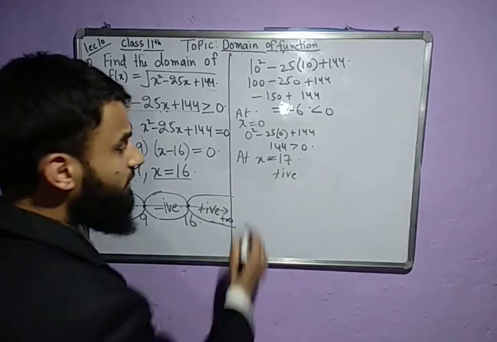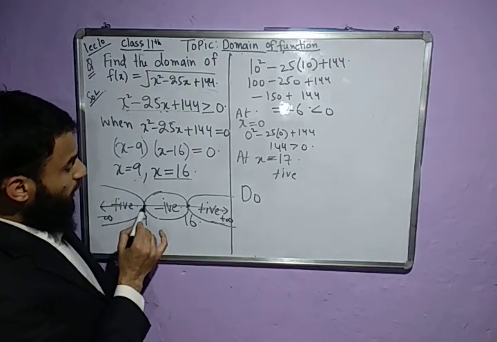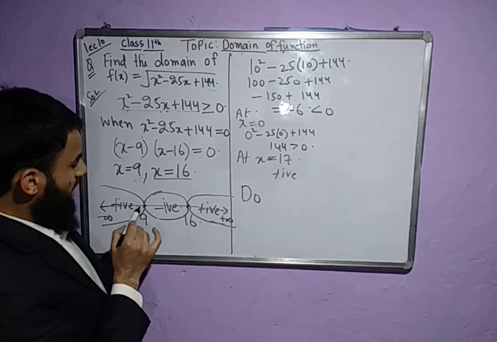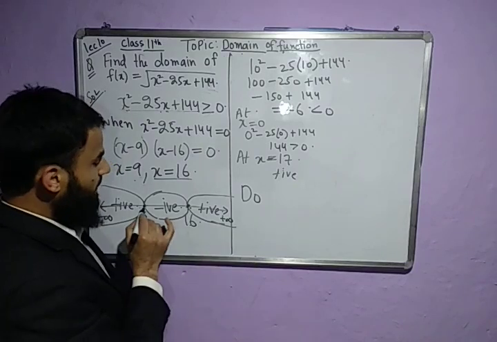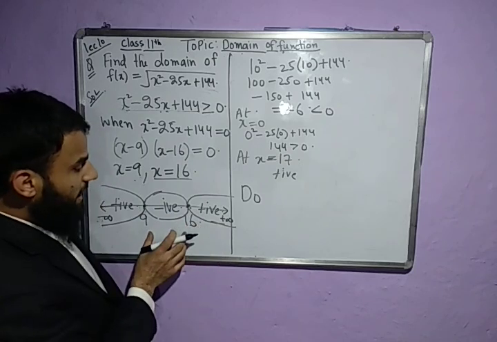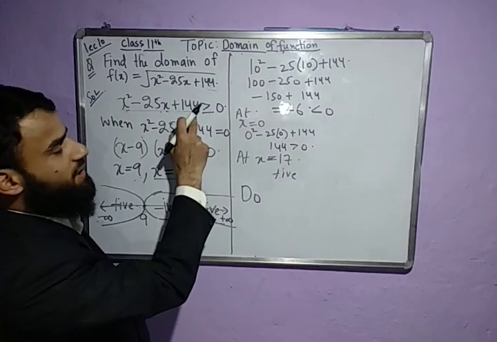So what will be my domain? Domain can be anything, but it cannot be between 9 and 16. It can be from minus infinity to 9 and 16 to infinity. But it cannot be between 9 and 16. Why? Because if you put x between 9 and 16, then you will get a negative value of this function, which is not valid.